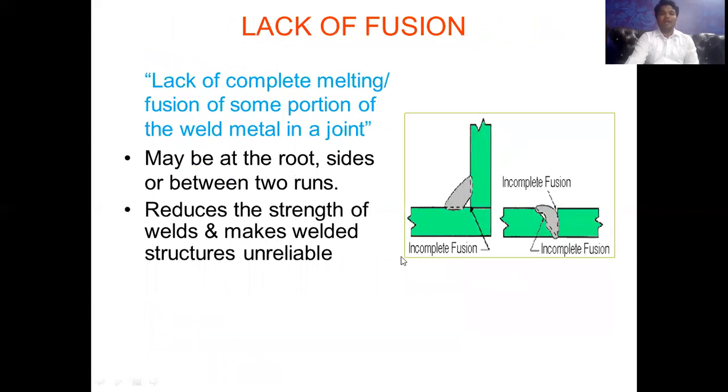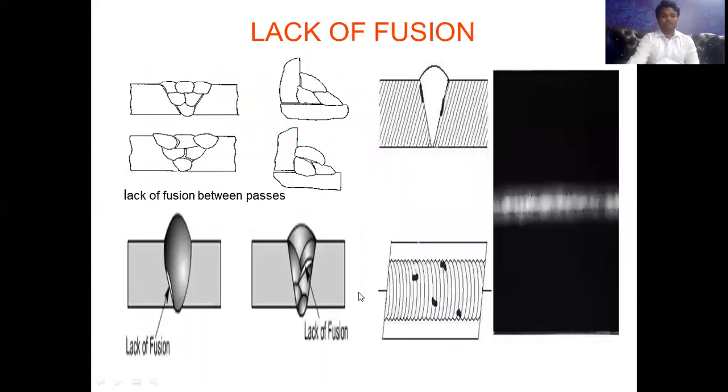Next is lack of fusion. Lack of fusion is such that there is no joint between the two joining metal pieces. There is lack of complete melting or fusion in some portion of the weld metal in a joint, maybe at the root sides or between two runs. So we can see this is incomplete fusion. Here we can see incomplete fusion. This reduces the strength of the welds and makes the welded structure unreliable. So this does not have enough strength to withstand the loads.